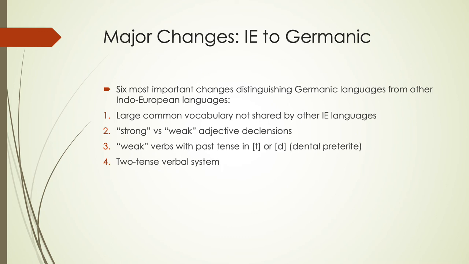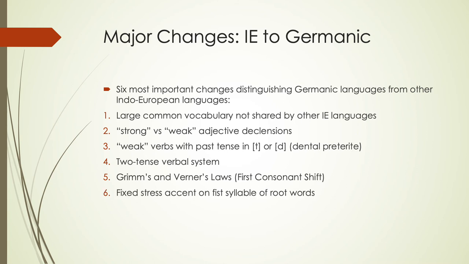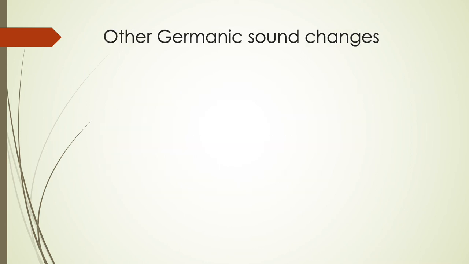The two tense verbal system, so conflating tense and aspect into just present and past, and then using phrasal structures to convey information otherwise. Grimm's and Verner's law, which we just talked about, that major first consonant shift, and then finally that fixed stress accent moving to the first syllable of those root words. So these are the things that affected all Germanic languages moving from Indo-European to Germanic, but there were also a few other changes that affected some Germanic languages, but not all.